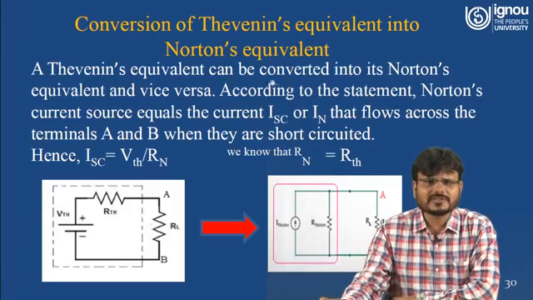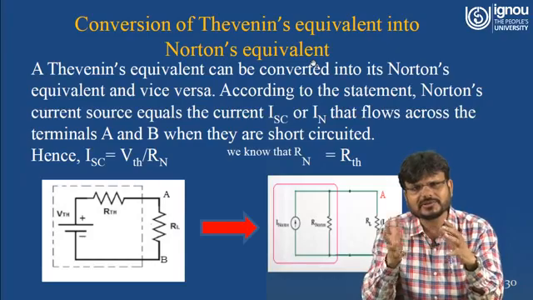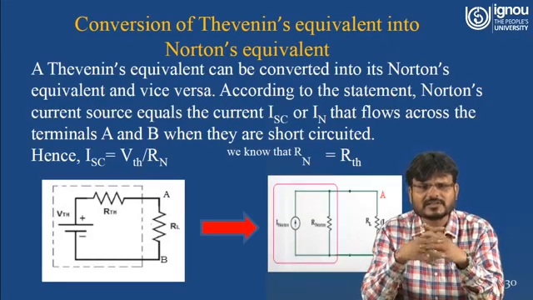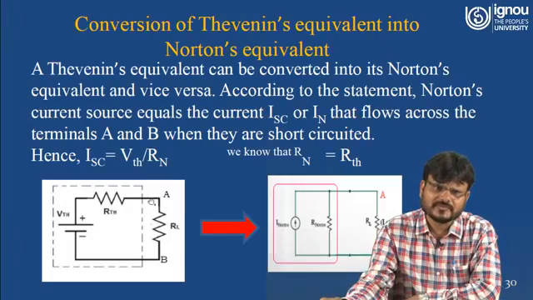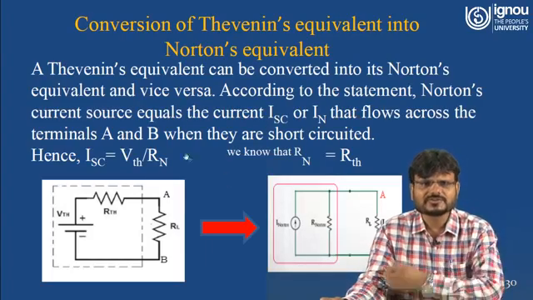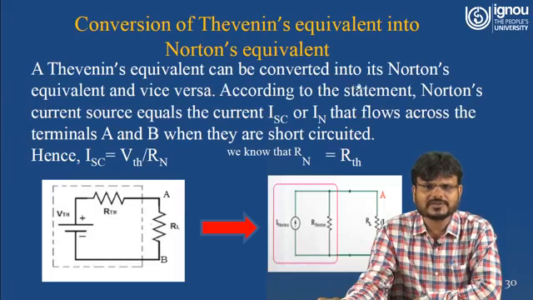Now, conversion of the Thevenin equivalent into the Norton equivalent. That means you can convert the Thevenin equivalent into the Norton equivalent. It is very interesting to note that the Thevenin equivalent is like an ideal voltage source, and the Norton equivalent is basically like a current source. So a Thevenin equivalent can be converted into its Norton equivalent and vice versa. According to the statement, the Norton current source is equal to the ISC or IN that flows across terminals A and B when they are short circuited.